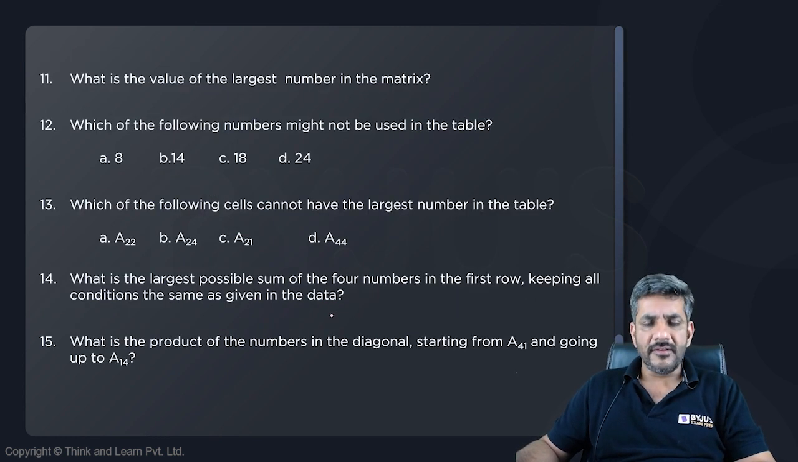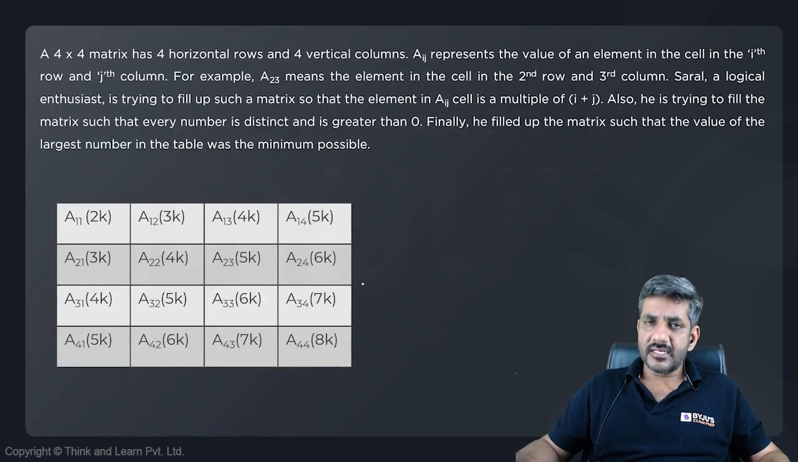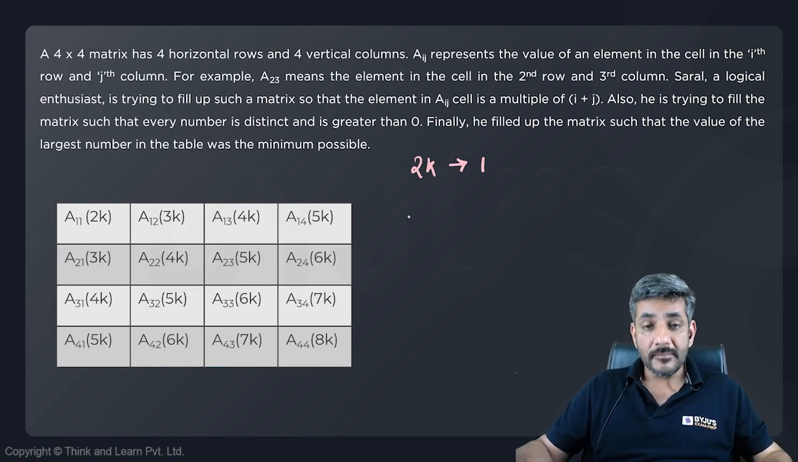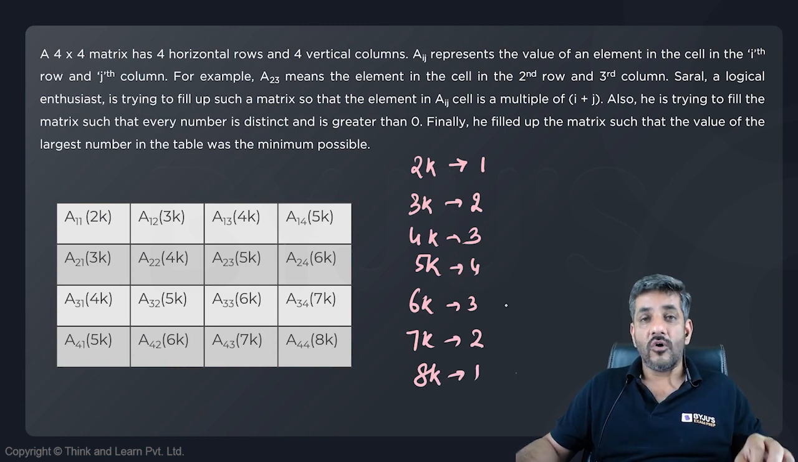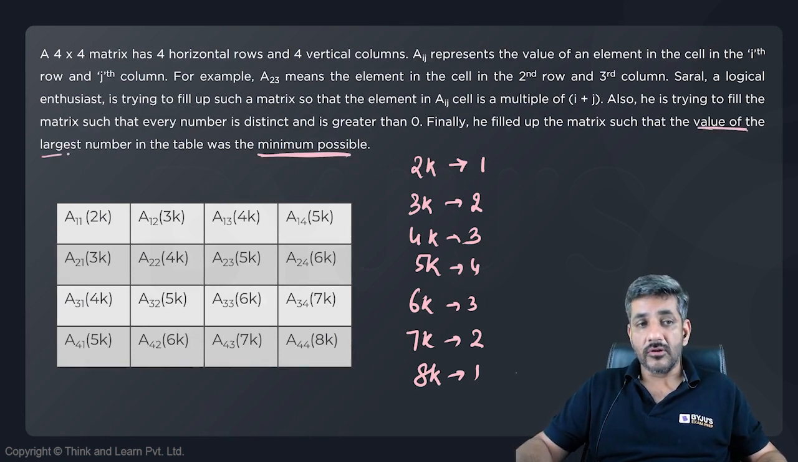After that, there are 4 or 5 questions on this. So this is the matrix that I have already made over here. Here you would see there is only one multiple of 2 that we need in this table, which is in A11. There are 2 multiples of 3 that we need over here, that is A12 and A21. There are 3 multiples of 4, there are 4 multiples of 5, there are 3 multiples of 6, there are 2 multiples of 7, and there is only one multiple of 8 that we are looking for in this complete table. Okay, and we are trying to keep the largest number minimum possible, that also is there.